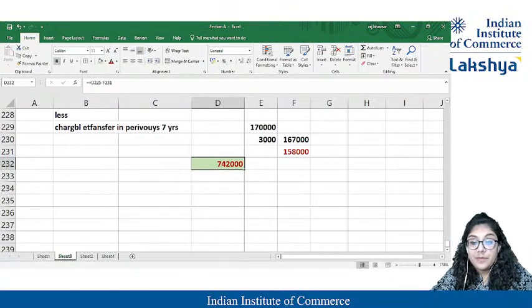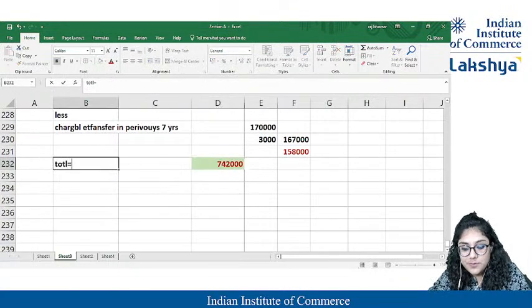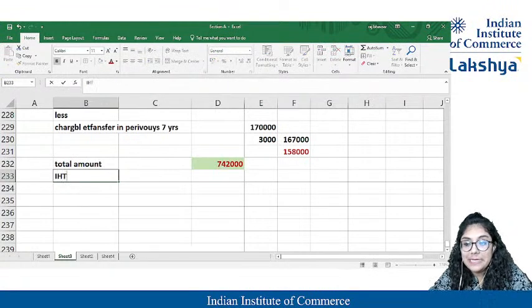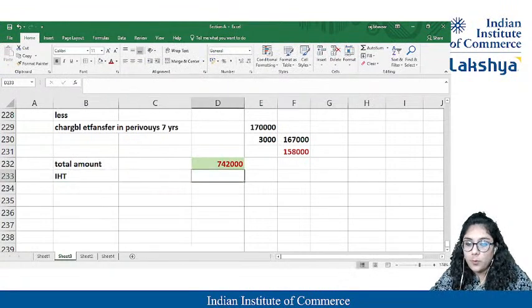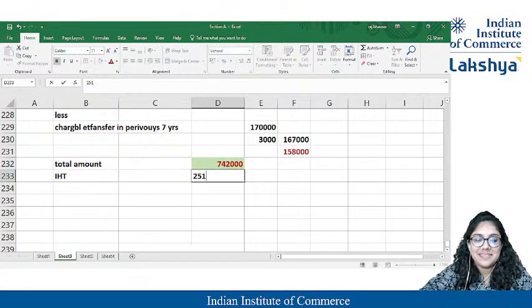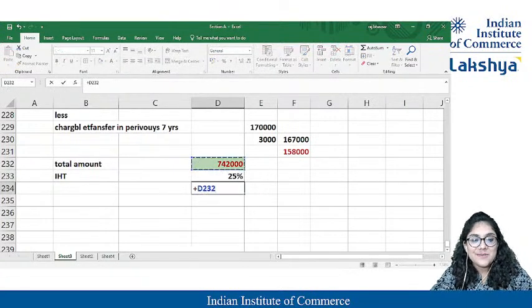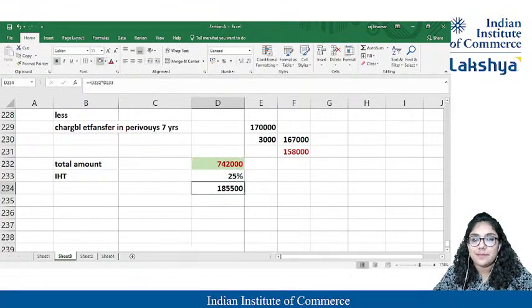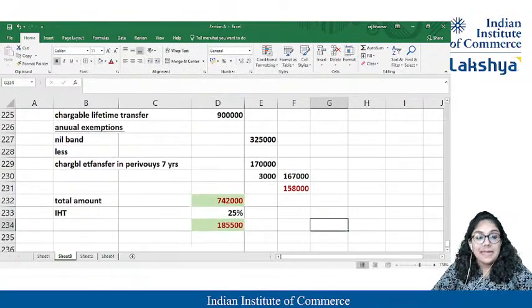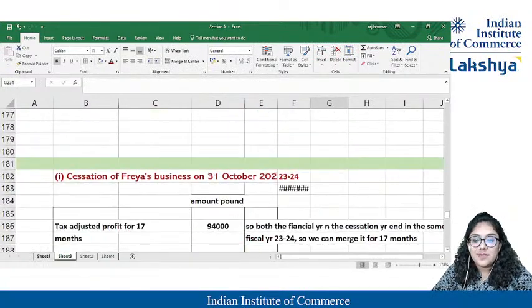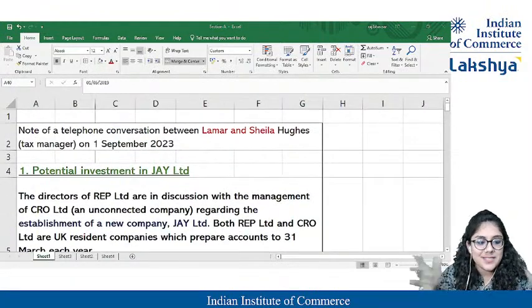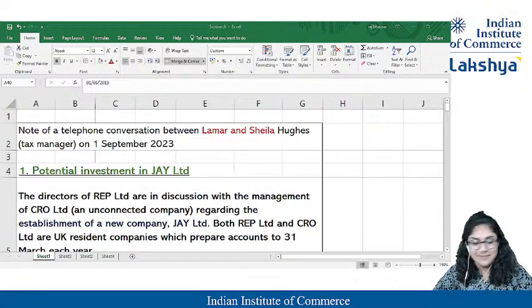742 is nothing other than the total amount on which we have to pay IHT, inheritance tax. Students, do we know the percentage of inheritance tax? It's 25%. So this is nothing other than my tax liability which I am supposed to pay, which is 185500. And this is all about the first question, which we managed successfully. And with just limited hours we could complete it very well.